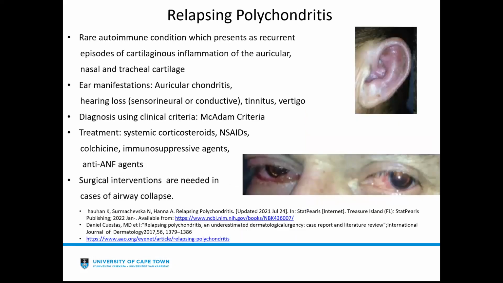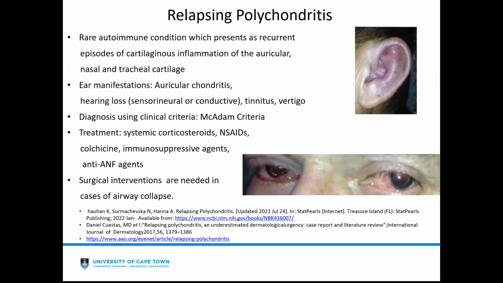The next condition that I'm going to be looking at is relapsing polychondritis. This is an autoimmune disorder. It's very rare, and it occurs in individuals that exhibit a cell-mediated immune response to specific cartilage proteoglycans, and then they produce autoantibodies against the cartilage matrix, and it often results in recurrent inflammation of the three types of cartilage, so mainly hyaline, elastic, and fibrous cartilage.